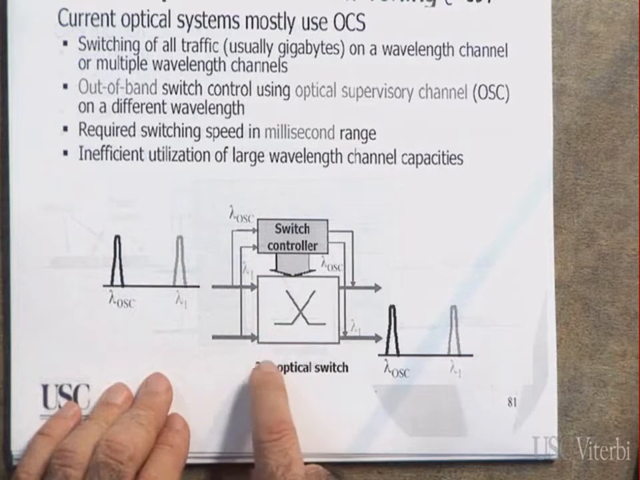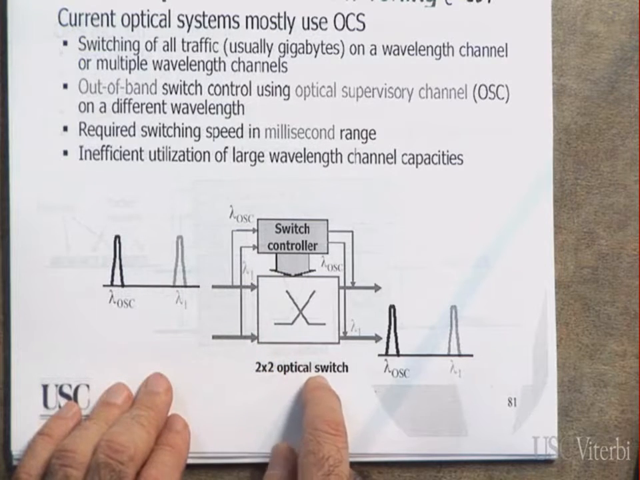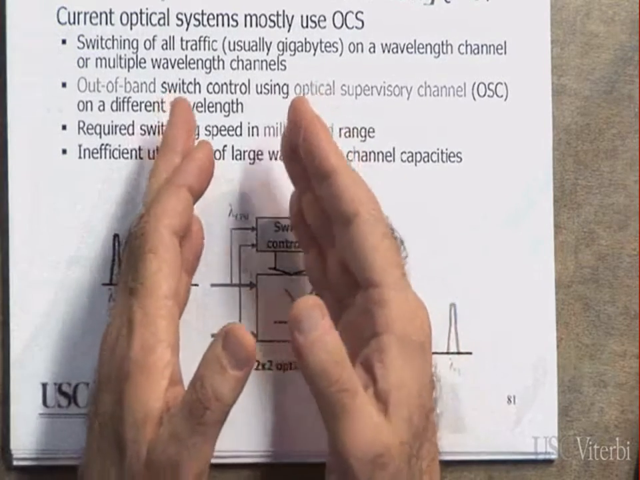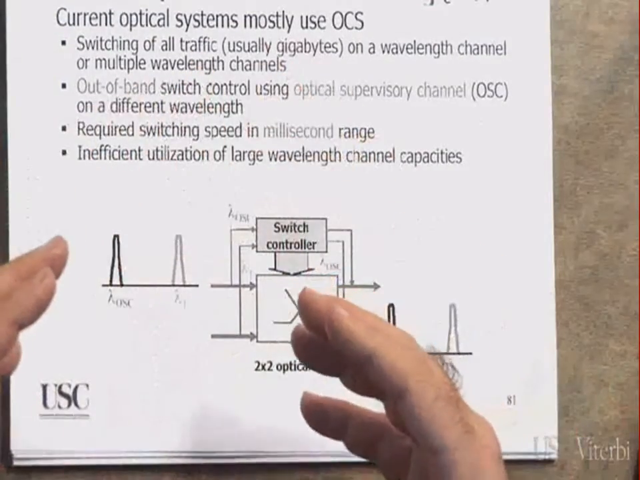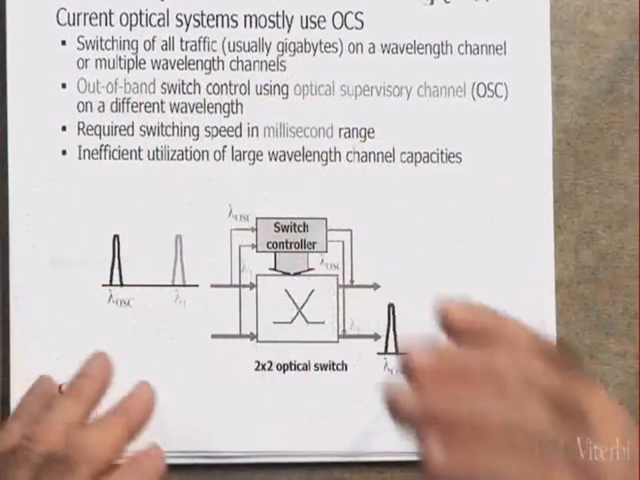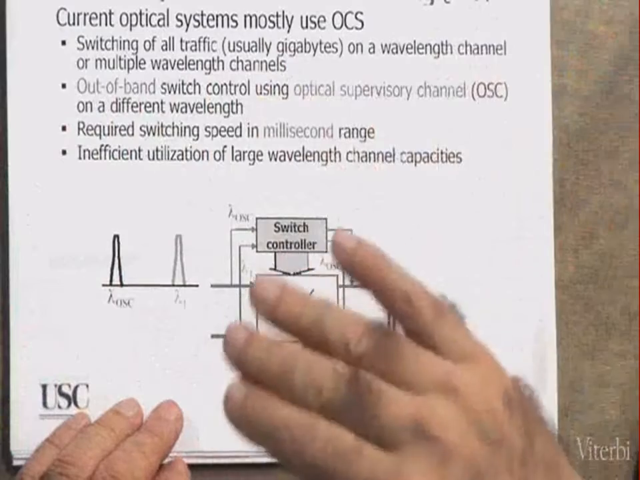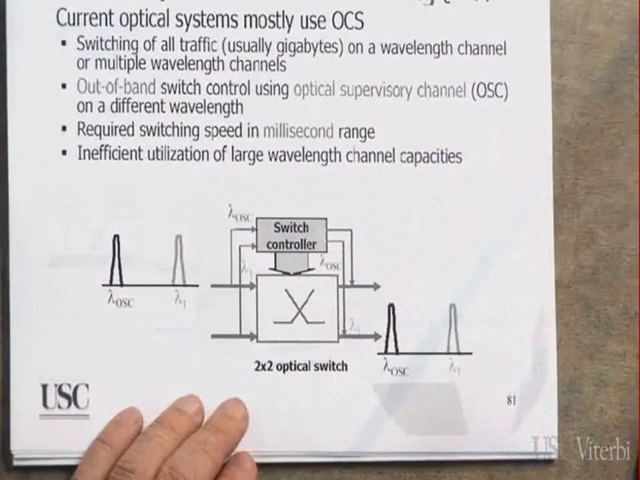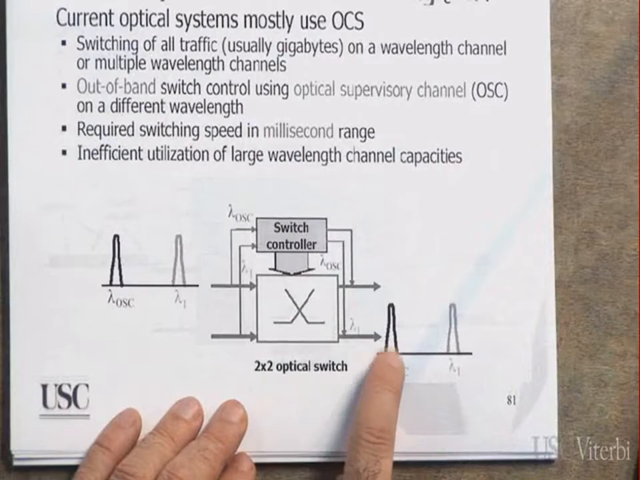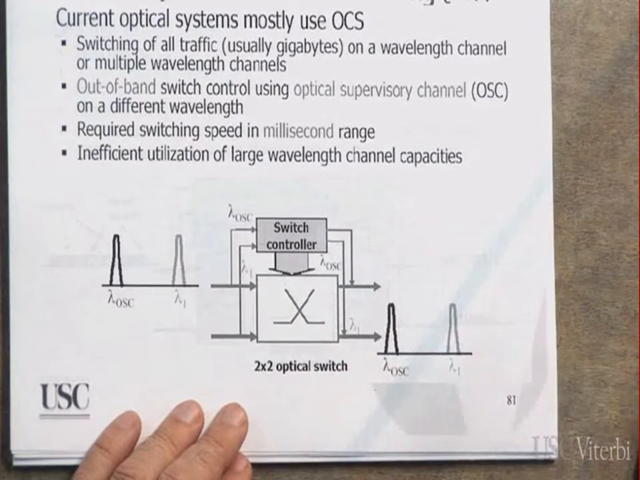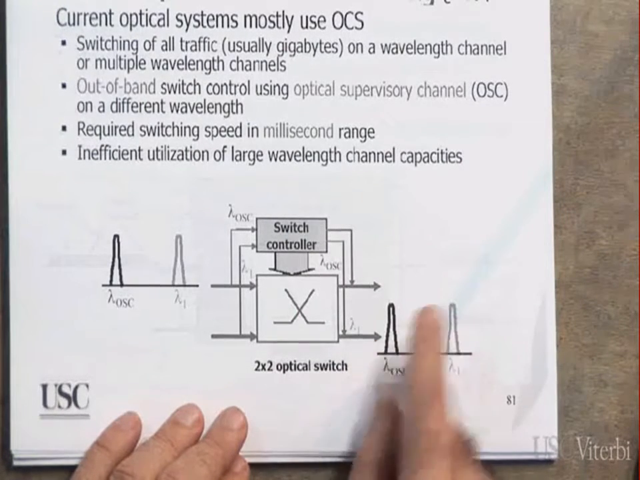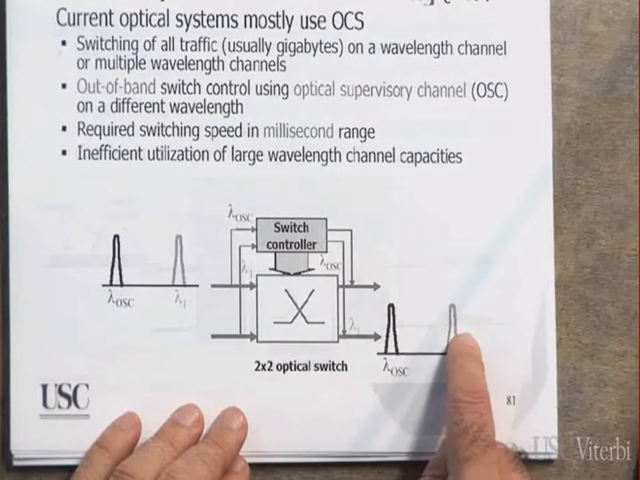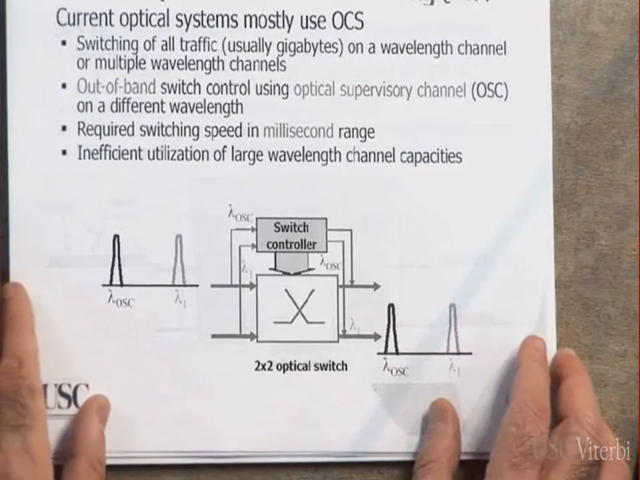Most of the switches currently are 2x2 optical switches. Remember I showed you previously, if you want to build a switch, let's say 16x16, you will design it in modules. Every module is 2x2, 2x2, 2x2, and so on. Where is this one going to go? This one is going to the next switch, and so on and so forth. The control is separate from the data.